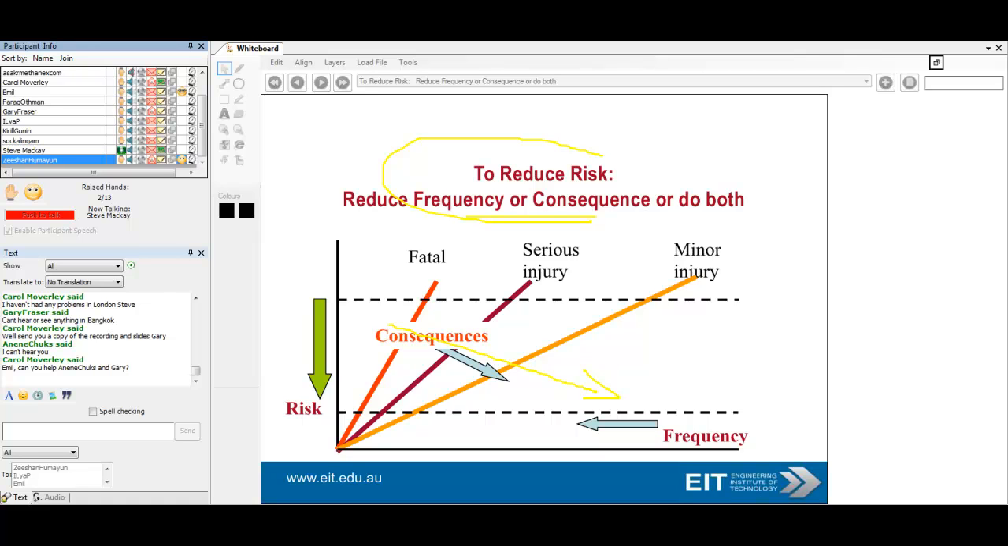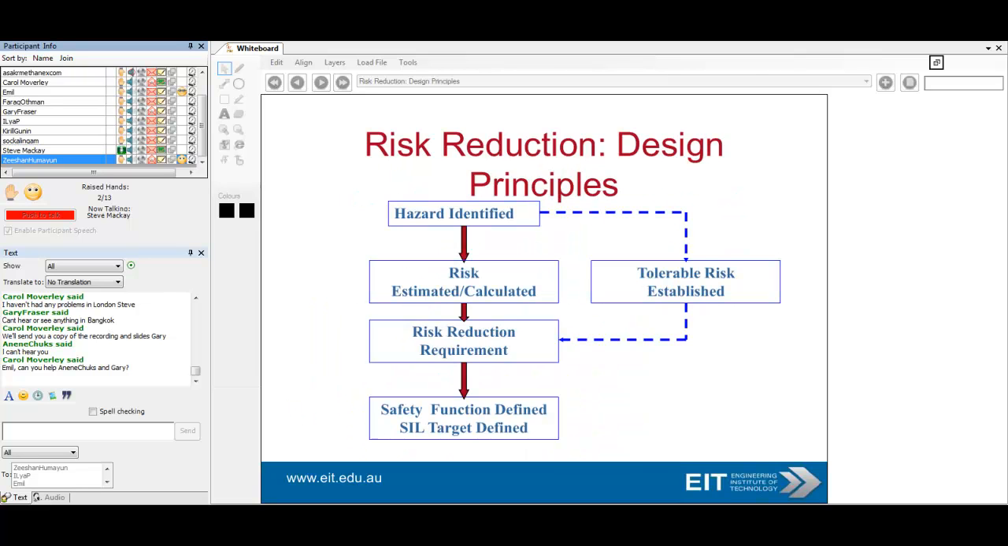So that's the idea. For risk reduction, first of all, you identify the hazard, work out the risk, look at the risk reduction requirements, and then you go around until you actually reduce the risk to a target value. So that's really important.